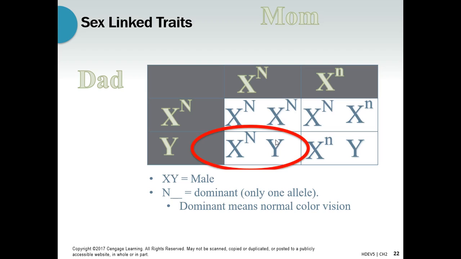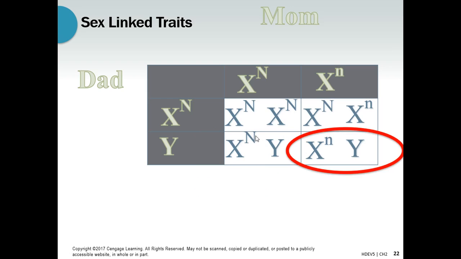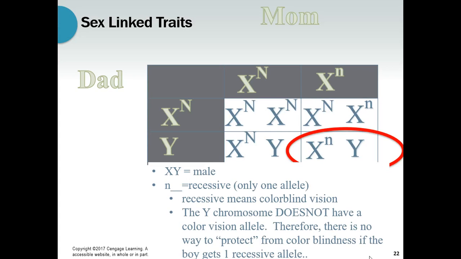Now, this individual is going to have normal color vision because they have that dominant trait from mom. Now, the final individual over here is also going to be a male. They're going to be a male because they have an X and a Y chromosome.